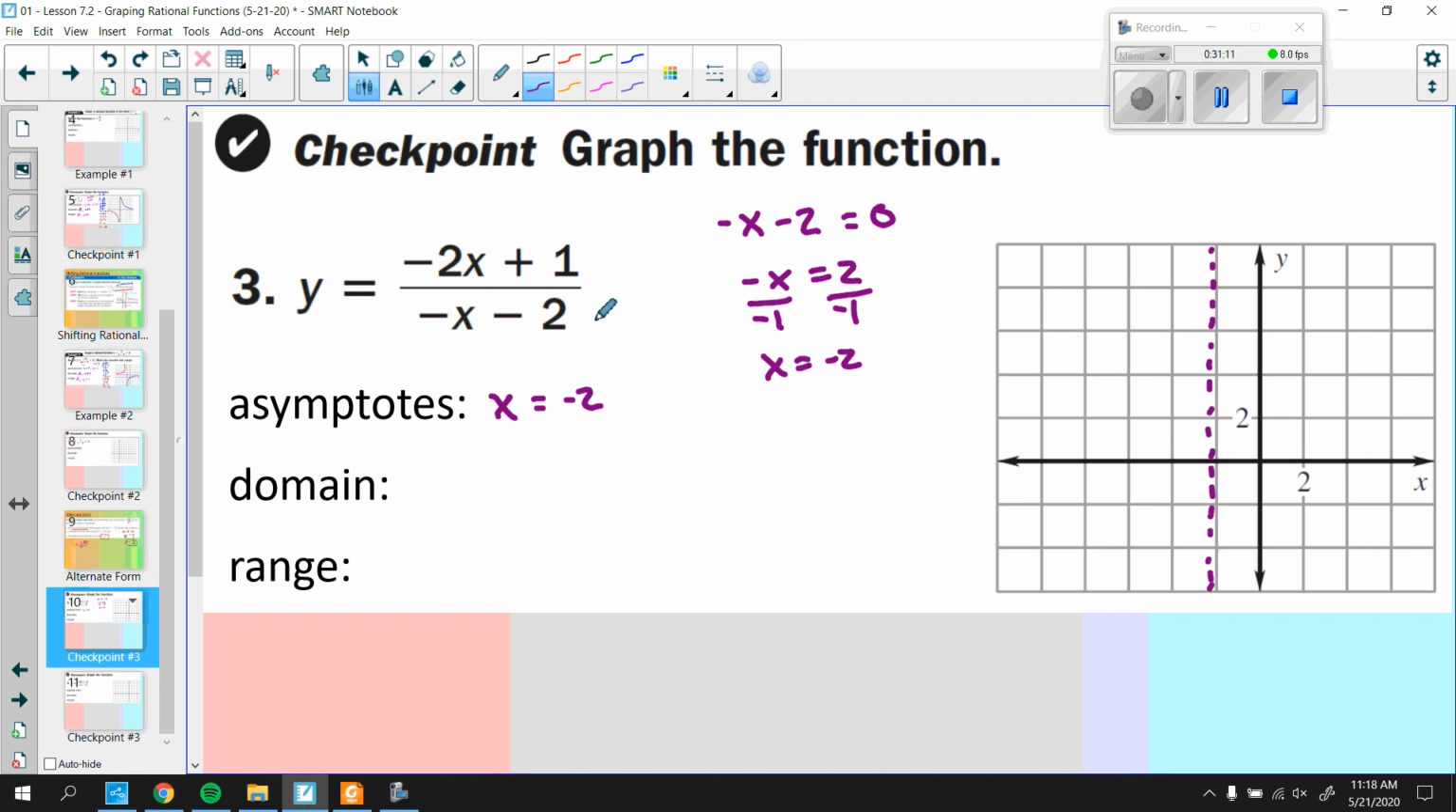So you just set your denominator equal to 0 and solve for that value. And then domain-wise, we're saying x can be any number we want it to be, except it would be bad to plug in a -2. You get an error when I say bad.